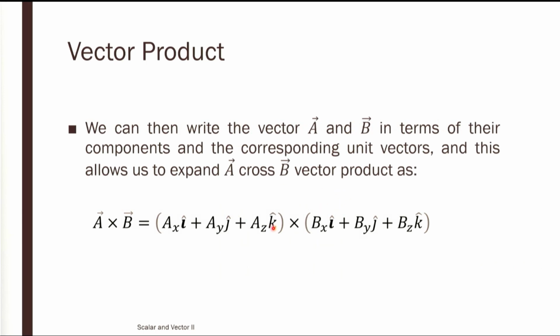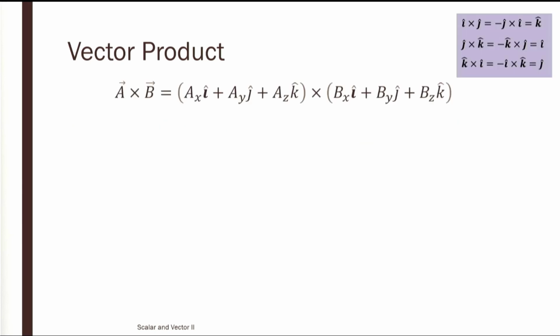So now our task is to find the cross product of vectors A and B having components along x, y, and z. So how do we do that? Okay, so let's do that on our whiteboard.